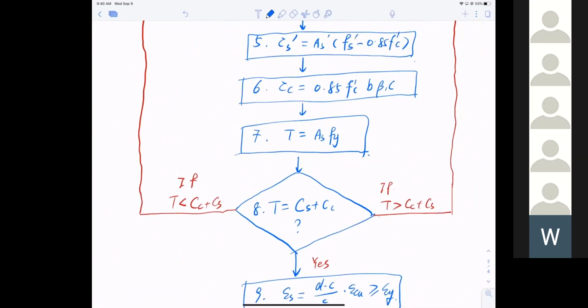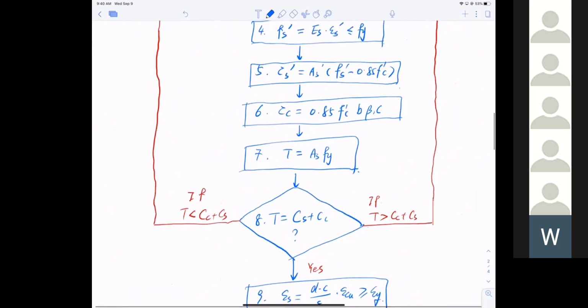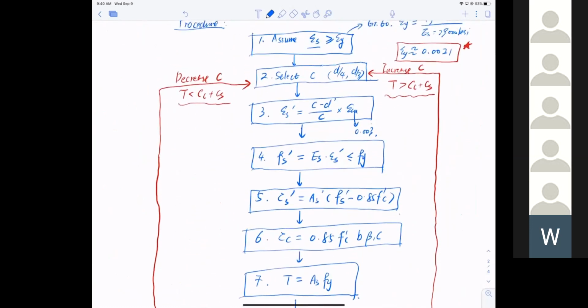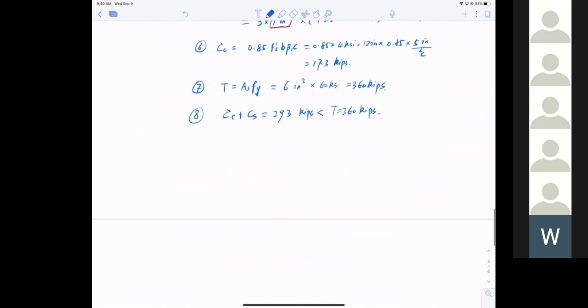The next question goes to Austin Weicker. Austin. Yes, I'm here. So I have a scenario here that compression from concrete and steel is smaller than the total tension. Should I increase my compressive zone, c, or decrease it? You'll want to increase the compressive zone. That's right. That's great. Thanks a lot.